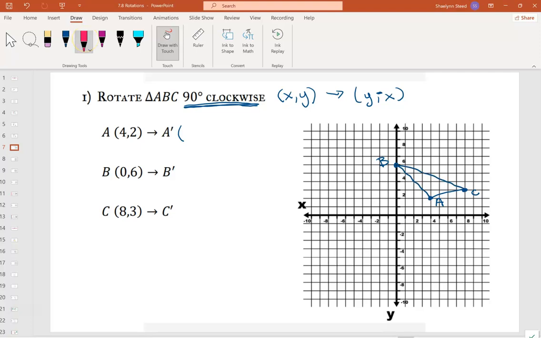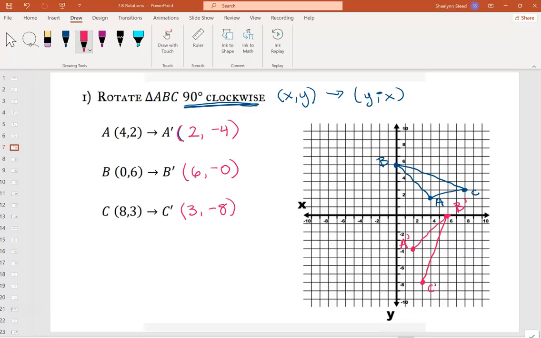Okay, if we rotate this 90 degrees clockwise, they should flip places, so this should be 2, negative 4. Which if I go to 2, negative 4, that does look like a rotation of A. And then this one will become 6, comma, negative 0. Do I care that it's negative 0? Not really, because it's still at 6, 0. But this is B prime. And then this is going to become 3, negative 8. 1, 2, 3, 4, 5, 6, 7, 8. Here's our C prime.